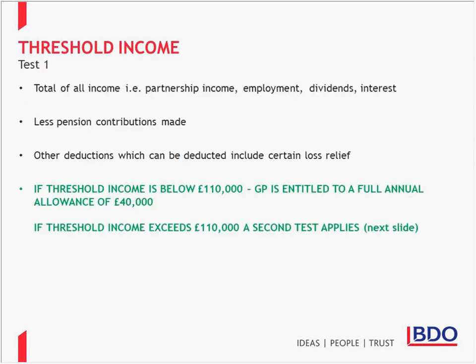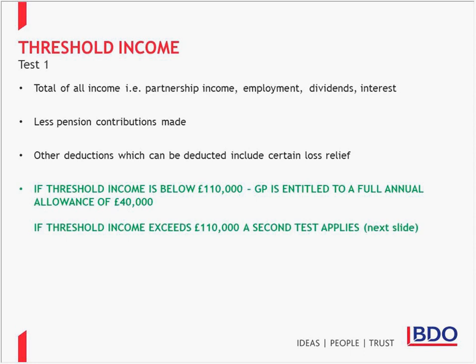And you may or may not have an abated allowance. So that's a test to see whether an abated allowance is to find what your threshold income is. Your threshold income is all of your income, so partnership income, employment, dividends, interest, perhaps from rental properties, all income that you earn or receive.